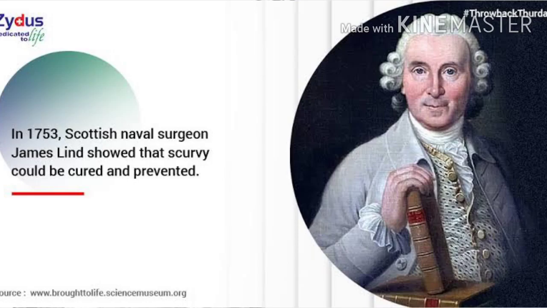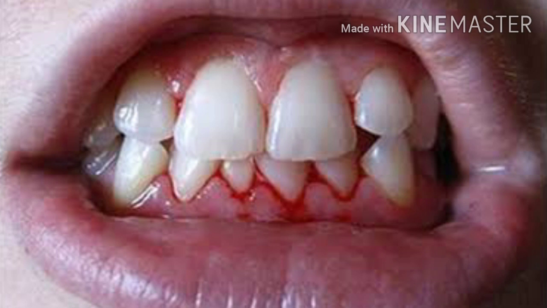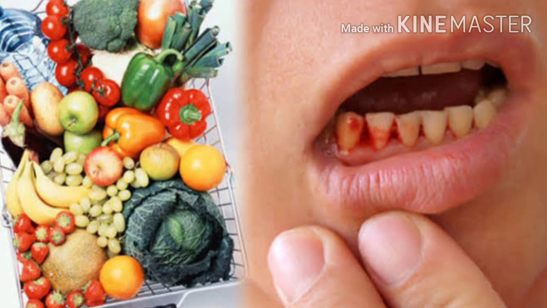Next, about the history of food nutrition. In the year 1752, James Lind discovered scurvy. Do you know what scurvy is? The bleeding of gums is a disease called scurvy. It can be cured by eating fresh fruits and vegetables. It was discovered by James Lind in the year 1752.